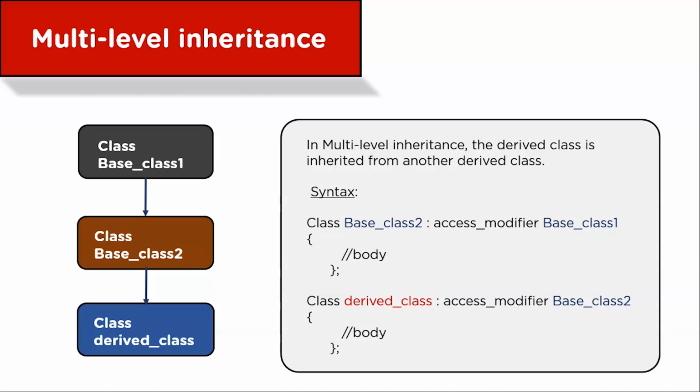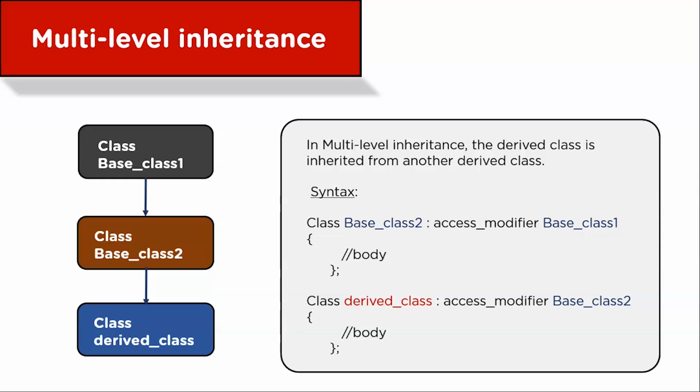The syntax of multi-level inheritance is as follows. Base class 2 is derived from base class 1 and the derived class is derived from base class 2. These base class 1, base class 2 and derived class are just names, not syntax. You can write whichever name you want with the class.